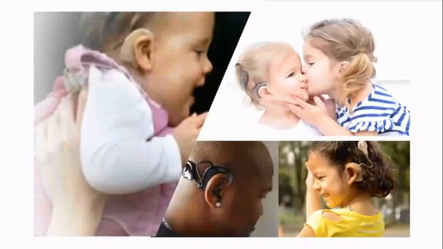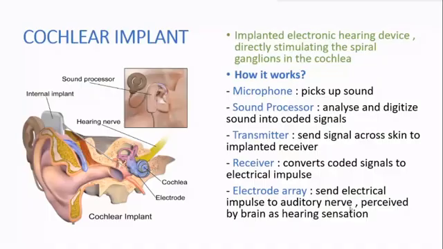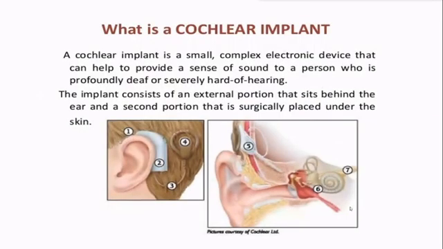So this is how it looks. It looks kind of like a conventional hearing aid, but you will see there is a supplementary piece on top of the scalp. This is where the sound processor is. You can see the receiver and the internal implant, and the electrode is within the ear, while the sound processor and the receiver are outside, externally.